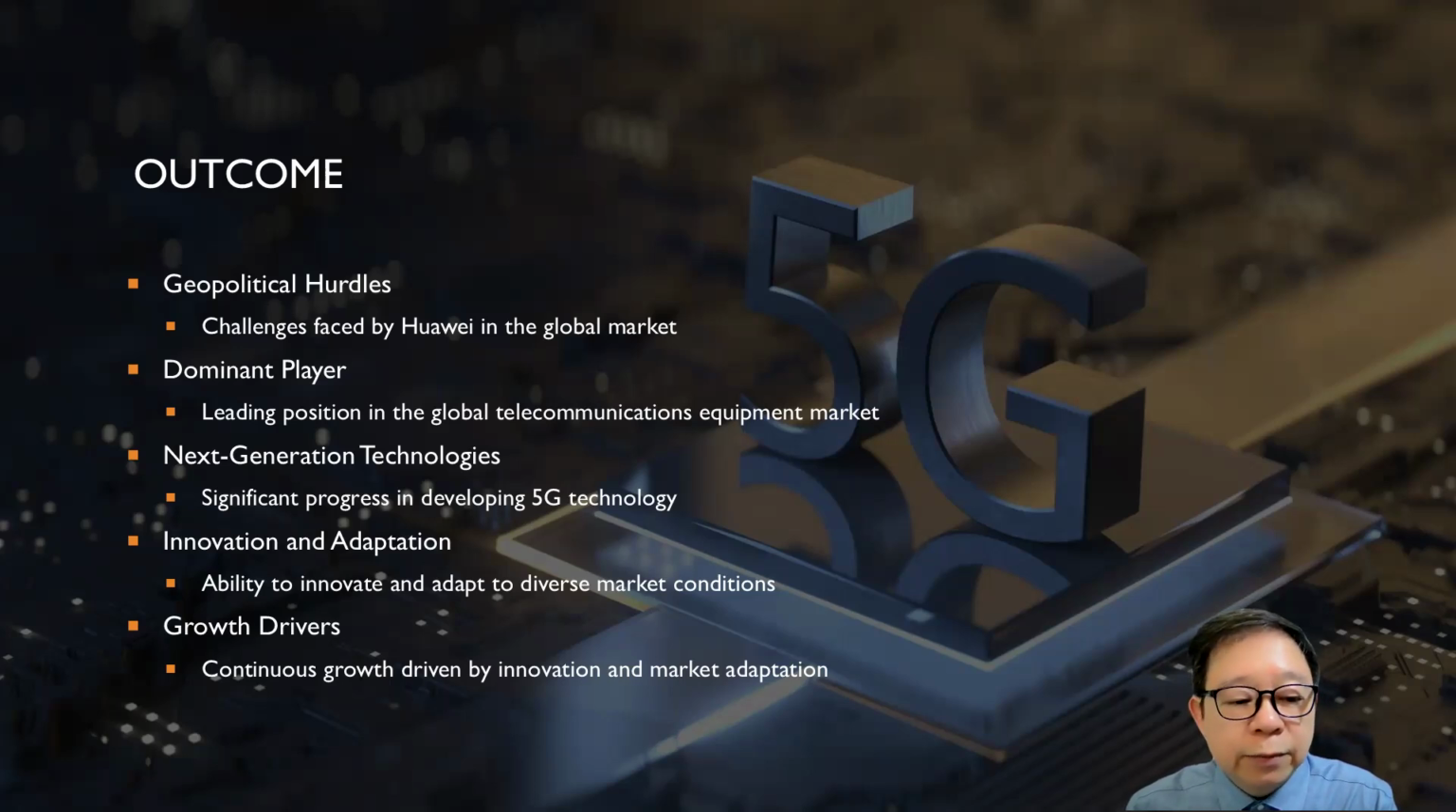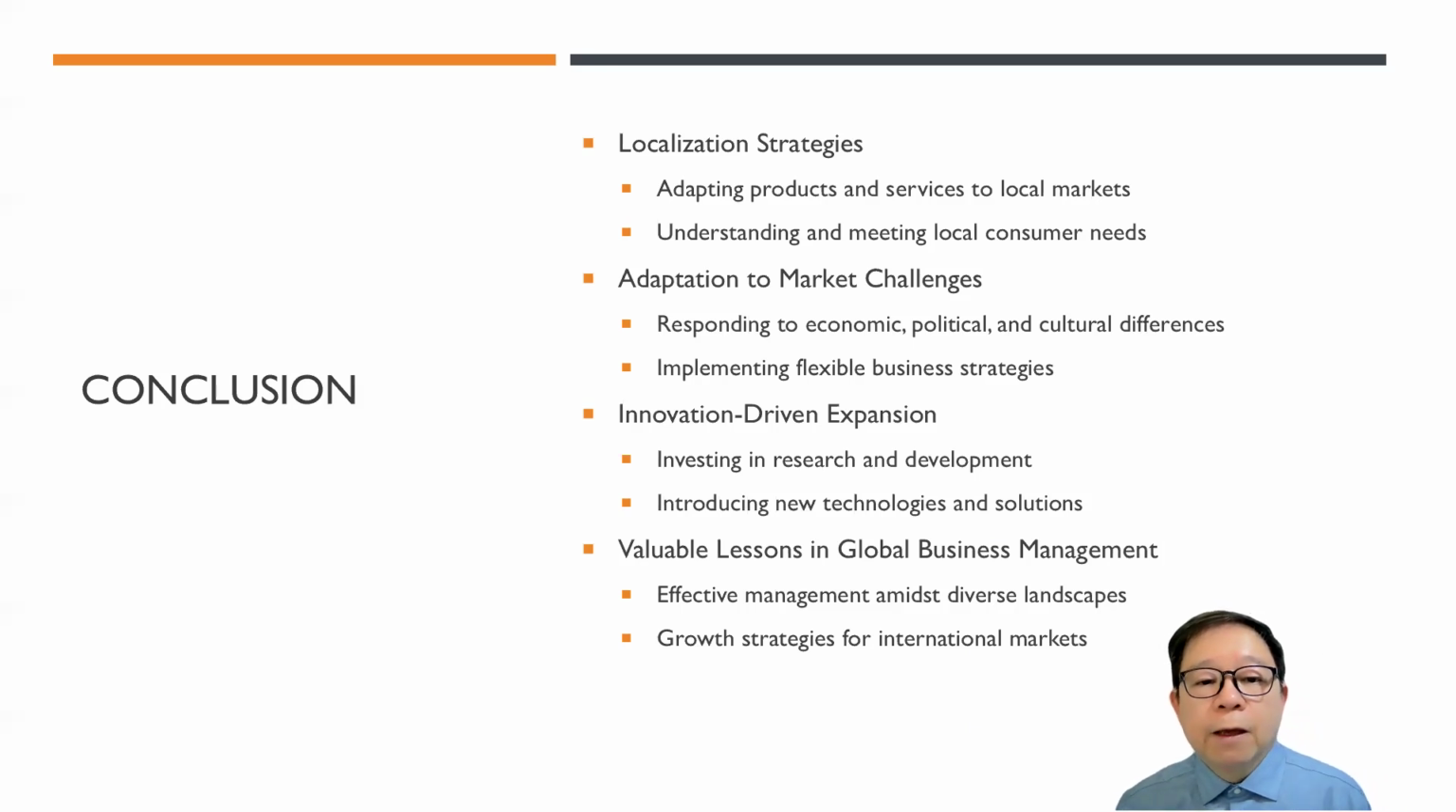There's a lot of innovation and adaptation coming out of Huawei. It is able to innovate and adapt to diverse market conditions, and eventually they continue to grow. So the continuous growth is driven by innovation and market adaptation. In conclusion, for a company to expand, there are a lot of strategies you can consider. You can consider a localization strategy, adapting products and services to local markets, understanding and meeting the customer need. That is very fundamental, but it's very, very important as well, right?